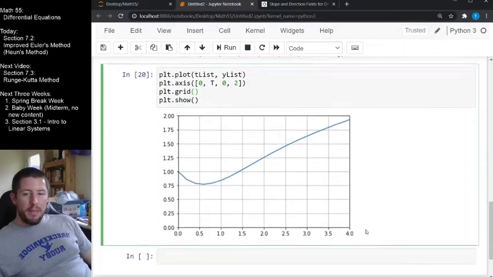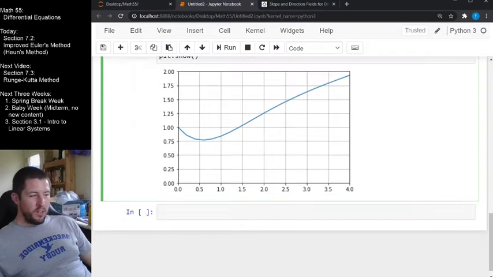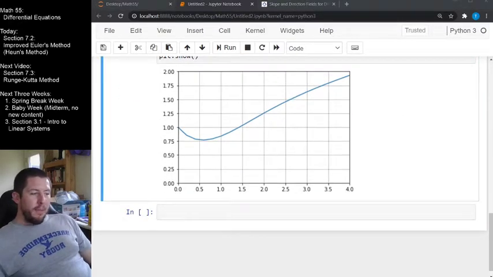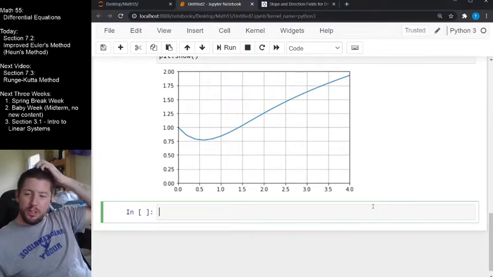So the good news about this is that we were able to do this and we checked it against a different resource and our resources agreed. The bad thing about this is that I can't really tell that this is actually better than what Euler's method would have been because I don't have a true solution to compare it against.